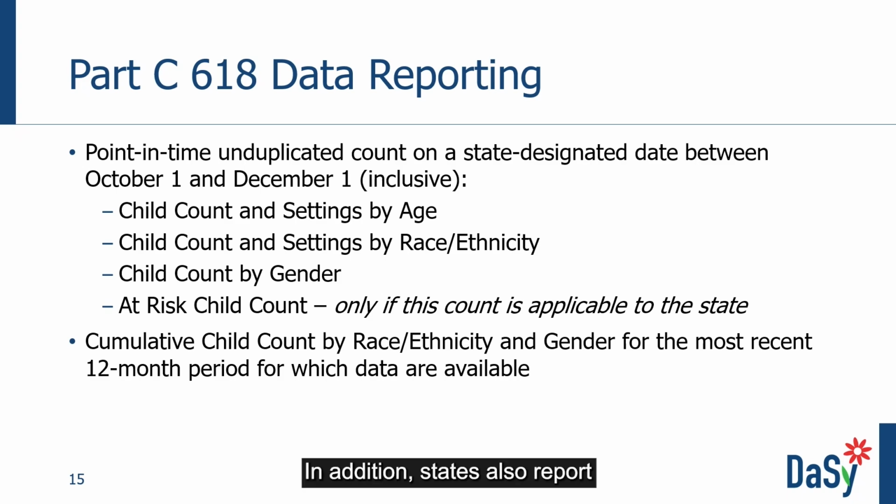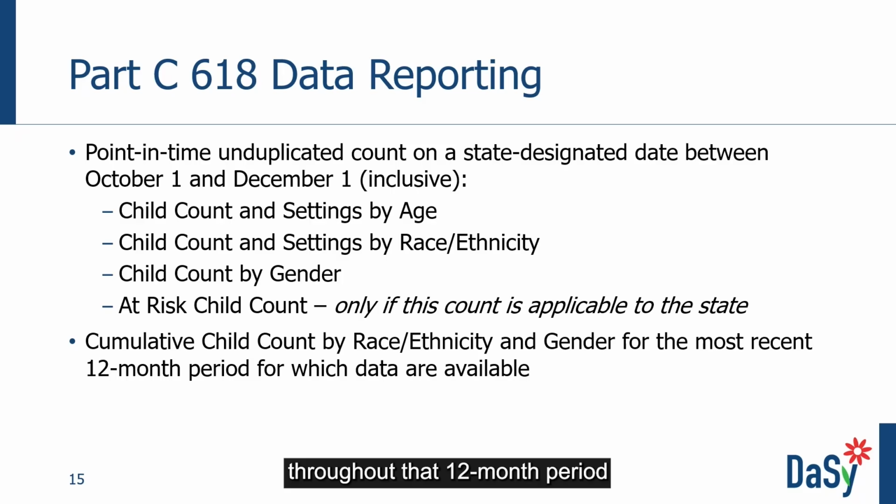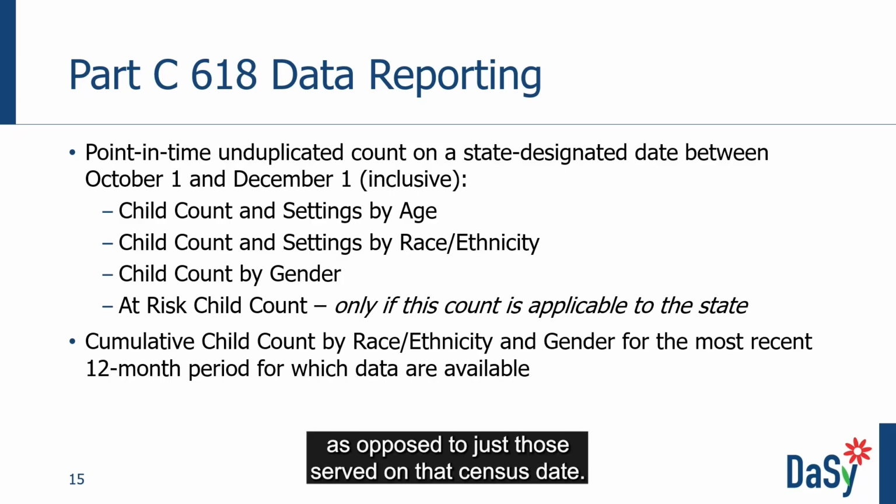If the state opts to serve children at risk, they also provide the number of children served who are at risk. In addition, states also report a cumulative count of children served by race, ethnicity, and gender for the most recent 12-month period. This count will include all children served throughout that 12-month period, as opposed to just those served on that census date.